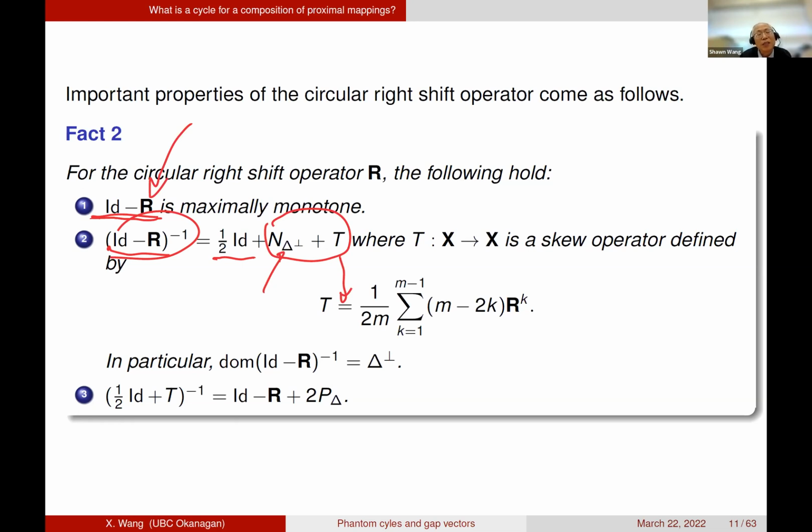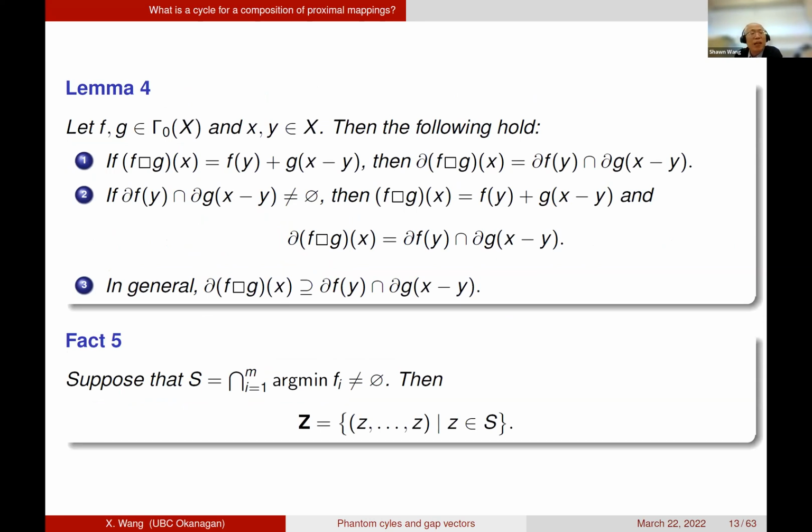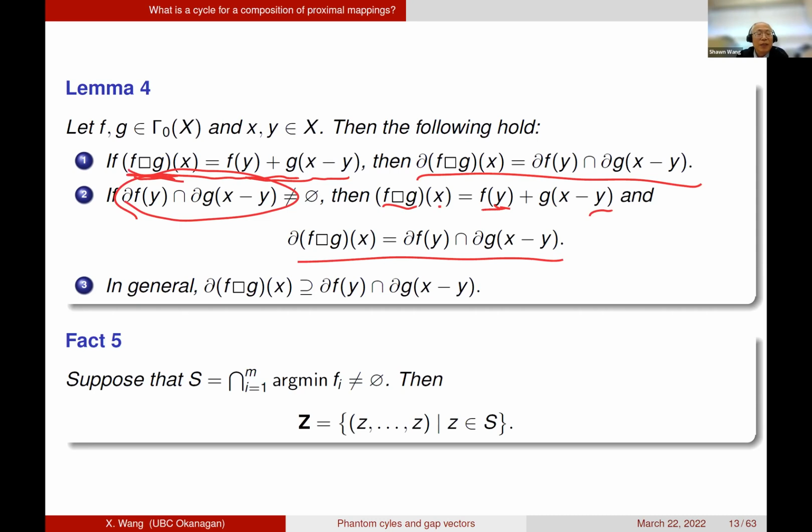Now some basic properties about the subdifferential of convex functions. The basic property is that if this is not empty, f has to be lower semi-continuous, and in general you also have this subdifferential relationship. And some basic properties about the infimal convolution of two convex functions: if they are exact, that is, there exists a y such that the infimal convolution is exact at y, then you have this subdifferential relationship. If the intersection is not empty for x and y, then the infimal convolution at x is exact, achieved at y, and the subdifferential is given by that formula.